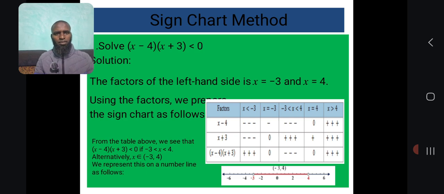From the table above, we can see that (x − 4)(x + 3) is less than 0 if −3 < x < 4. Alternatively, x is an element of (−3, 4). We represent this on a number line as follows. You can see on the number line, between −3 and 4, that will be the solution. Below −3 or above 4, we cannot have such a solution. Very nice.